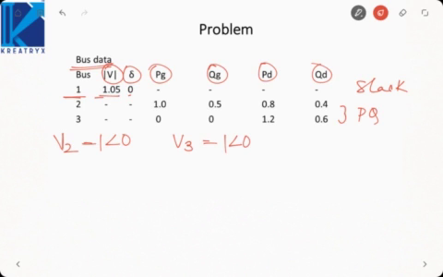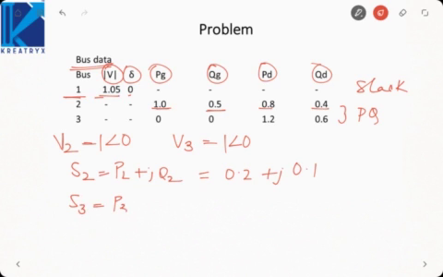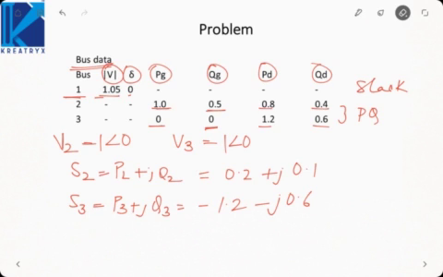And now we will calculate the power injected at each and every bus. That is S2 will be P2 plus JQ2, that is Pg2 minus Pd2, that is 0.2, plus J Qg2 minus Qd2, 0.1. Similarly S3, that is Pg3 minus Pd3, minus 1.2, Qg3 minus Qd3, that is minus J0.6. Now we know the real and the reactive power at each and every bus. The next step would be to calculate the bus voltage.